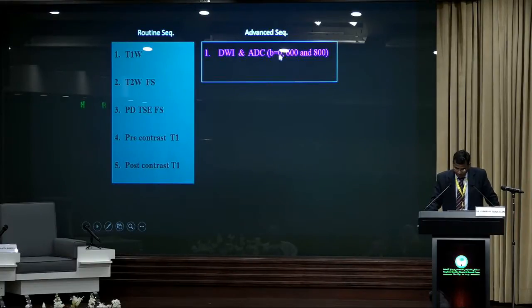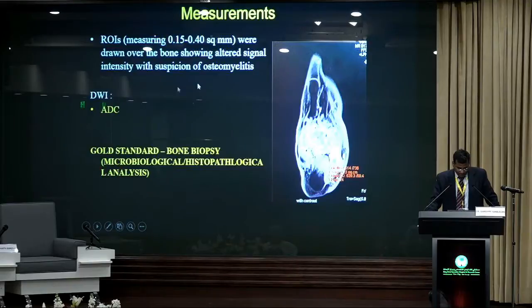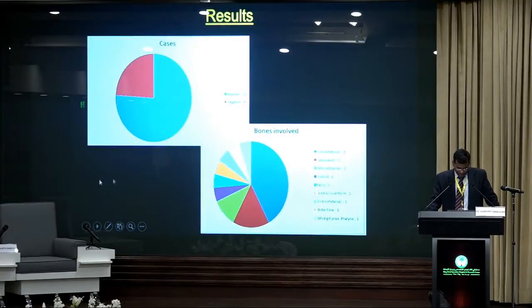The diffusion b-values were 0, 16, 600 and 1800, and the sequence was echoplanar. We took the measurement by placing the ROI in the abnormal areas, and then the ADC was calculated. The gold standard for diagnosis was bone biopsy with microbiological or histopathological analysis in all the patients. Coming to the results, out of 25 patients, the positive were 19 cases and the negative were 6 cases.